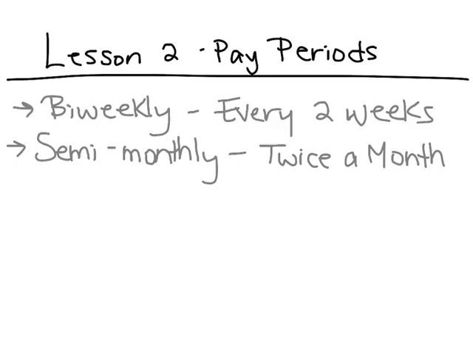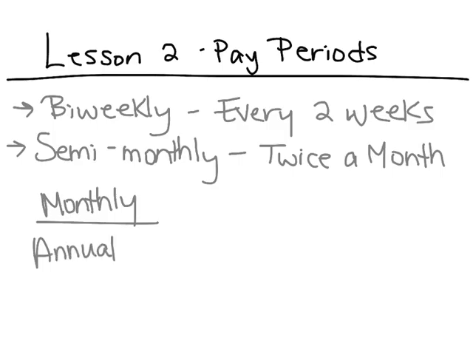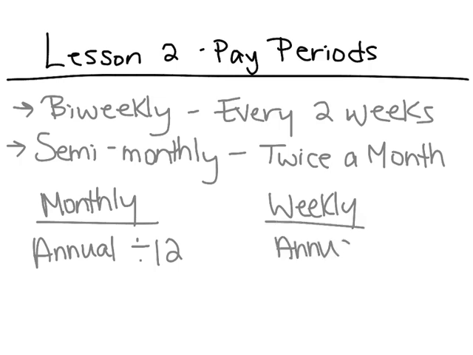And your annual salary is how much you earn in a year. So to find your average monthly income, you're going to take your annual salary and divide it by how many months you have in a year, which is 12. To find your weekly income, you take your annual salary and you divide it by how many weeks you have in a year, which is 52.